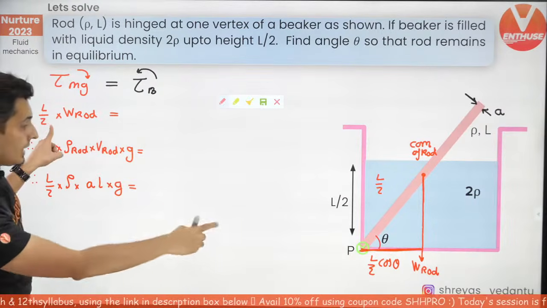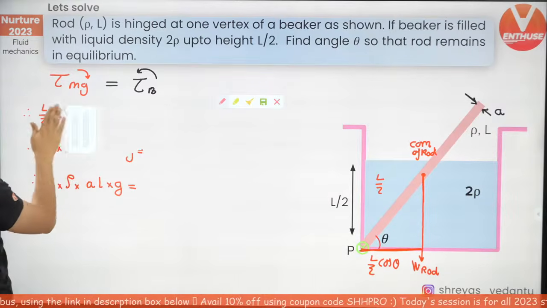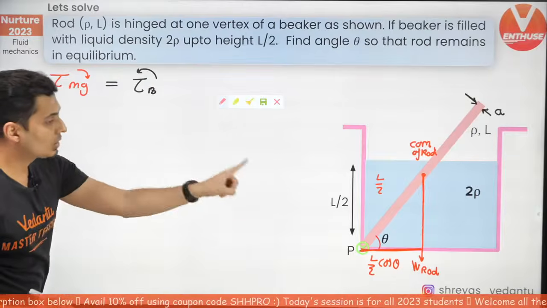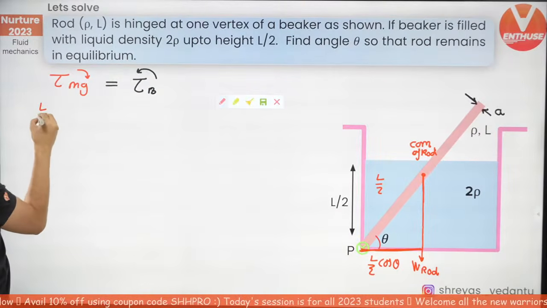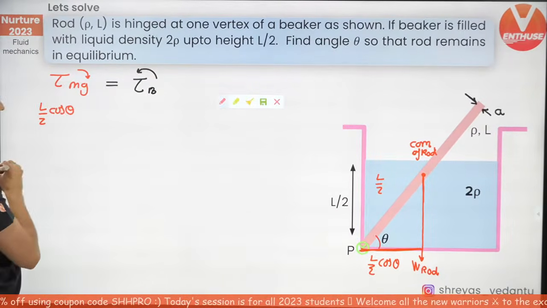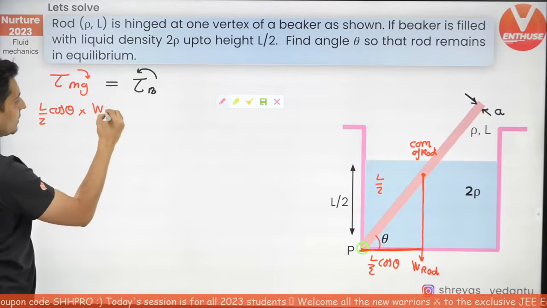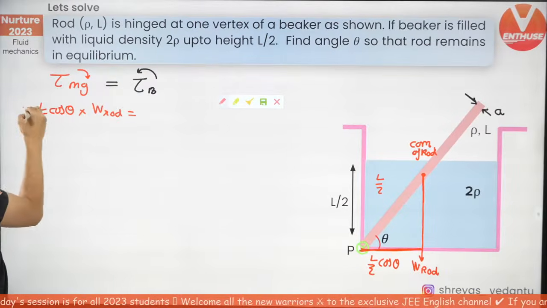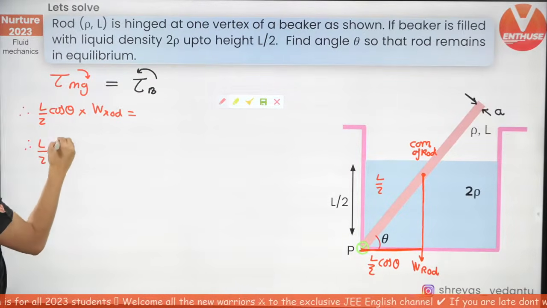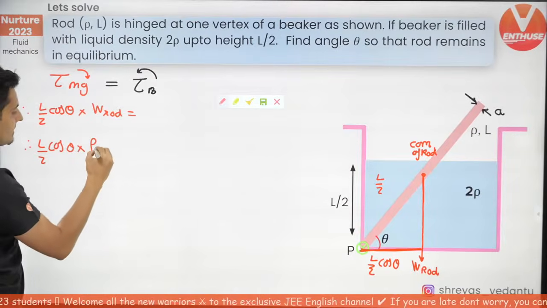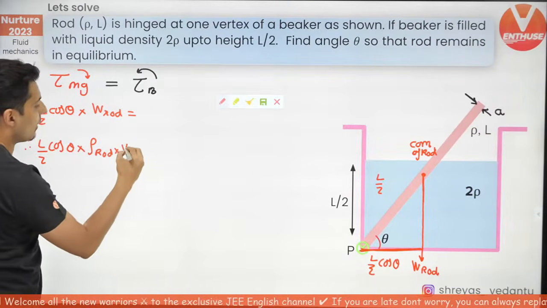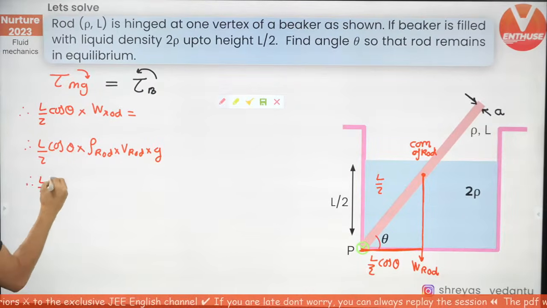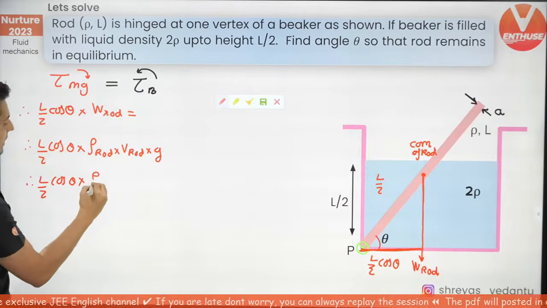Okay, but I think I had to put L by 2 cos theta out here. So let me just start from the beginning. I'm so sorry guys, I had to put L by 2 cos theta. So the torque of that rod was L by 2 cos theta, which is the perpendicular distance, into the weight of the rod. I will solve RHS later on. So this will be L by 2 cos theta. Weight of the rod is density of rod into volume of rod into g, and L by 2 cos theta into density of rod, which is rho.